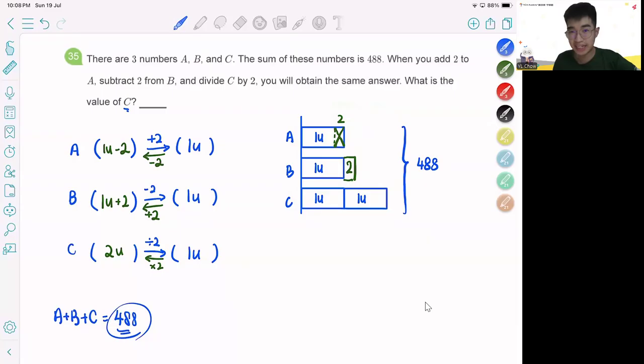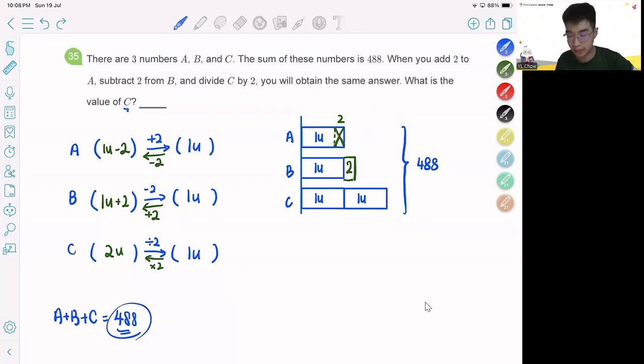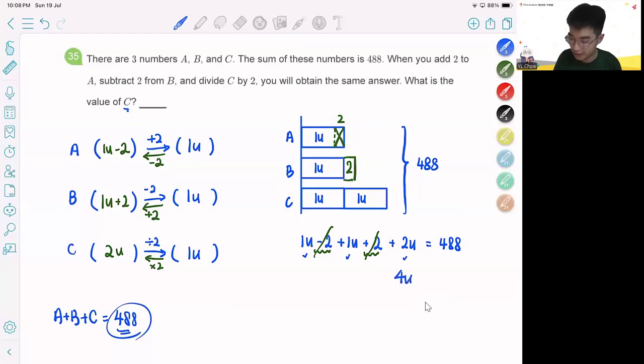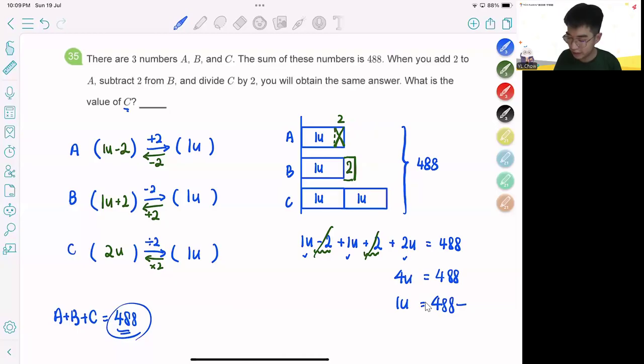So now we can find out what the value of 1 unit is. How many units are there in total? There's 1 unit in A, however you need to subtract 2, so 1 unit minus 2. For B, it is 1 unit plus 2. For C, it is 2 units, and their sum is 488. Now, good news: you notice that there's a minus 2 and a plus 2, so you can cancel them out. They counterbalance each other. You are left with 1 unit plus 1 unit plus 2 units equals 4 units, and 4 units equals 488. Your 1 unit is 488 divided by 4 equals 122.